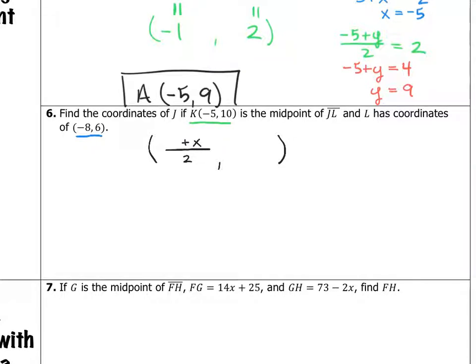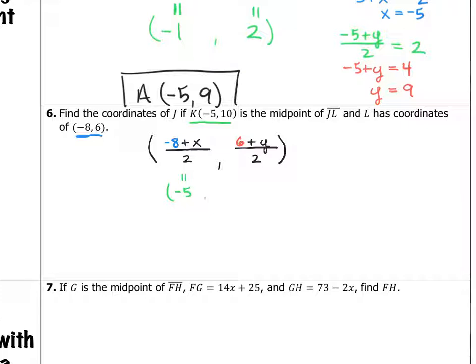So I'm going to be missing an x value because I'm missing an endpoint, and also missing a y value. But I know that one of the other x values is -8 and one of the other y values is 6. Okay, so always make sure your endpoint values are going here into your formula. -8, 6 is your endpoint. Your midpoint is -5, 10.